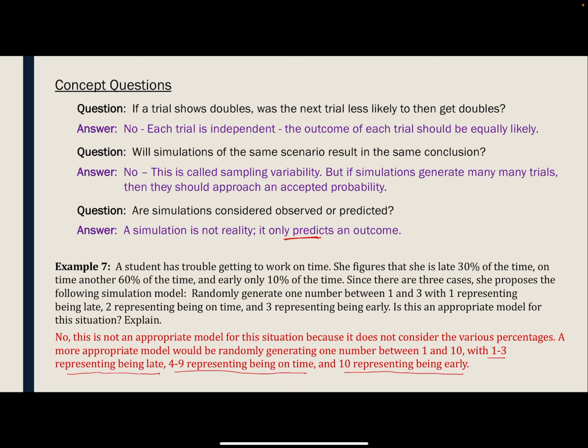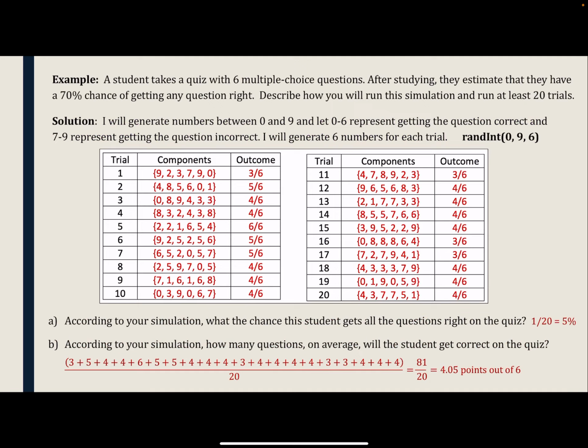Let's use this idea to answer the next example. So in this example, we have a student who's taking a quiz with 6 multiple choice questions. After studying, they estimate that they have a 70% chance of getting any question correct. Describe how you will run this simulation and run at least 20 trials.